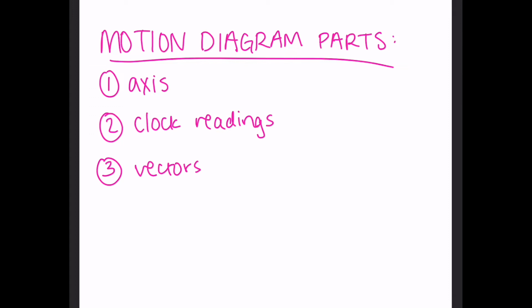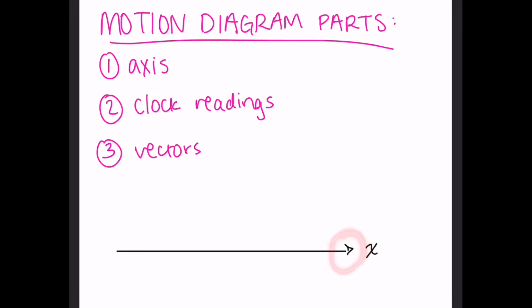Let's look at how a typical motion diagram looks. First, let's draw the axis. This is going to be the position axis, which we will denote with an X. Arrows, like the one over here, are used to indicate the positive direction of motion. And in physics, we don't put the arrows on both ends. We only put it on one end in the direction of positive motion. So that's going to be towards the right in our case.